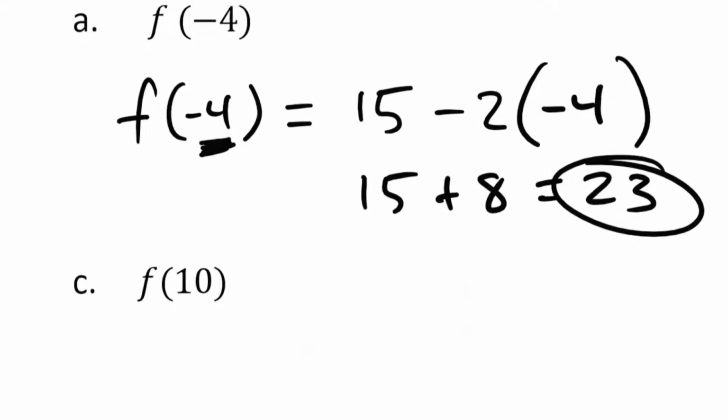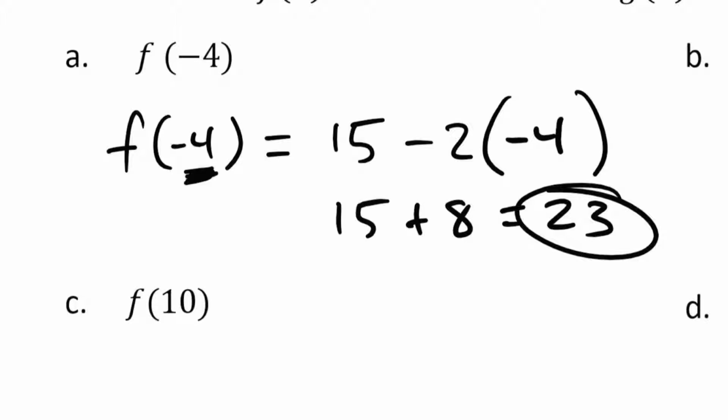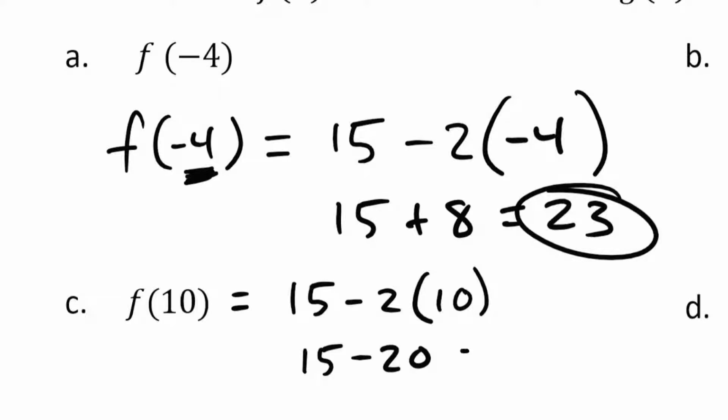And I'm also asked for what is f of 10. So f of 10 is what? Well, it's 15 minus 2 times that input. Here's the 10. No, not that pen. Not that pen, just the number 10. There we go. Well, 15 minus 20 is negative 5. So when the value 10 goes into f, it produces an output of negative 5.